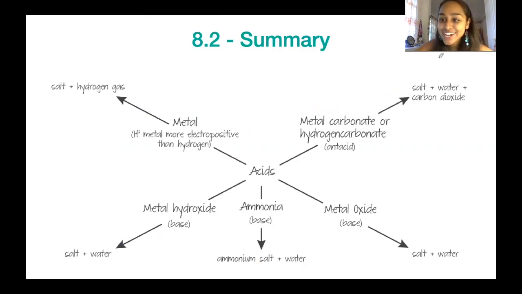Perfect. So we are at the end of our video. I've just got a little bit of a summary slide here about the different reactions that we've spoken about and the different products that you can make from them. I'm just going to add a slight note. So we haven't spoken about ammonia at length, but remember that ammonia is a type of weak base. We'll be talking more about this in our video on 8.3, and therefore it's also going to make salt and water. However, the salt is just going to have the ammonium ion in it as well.